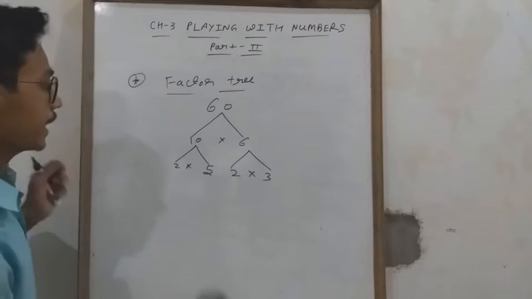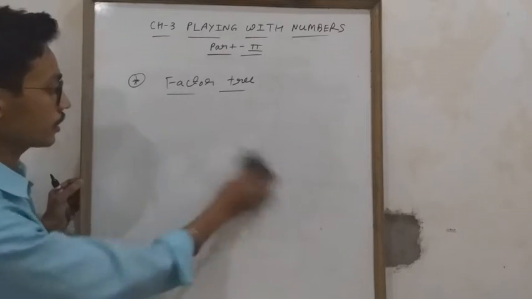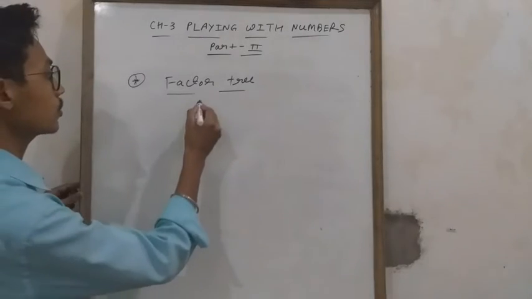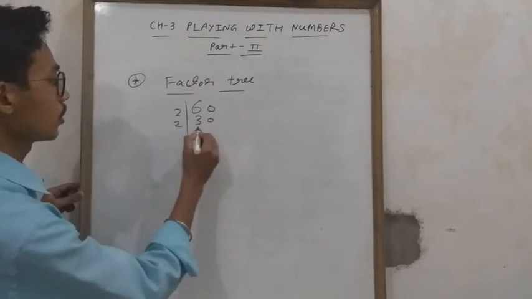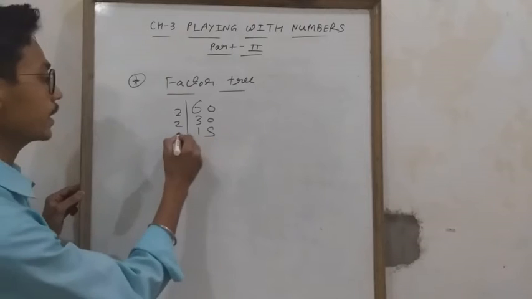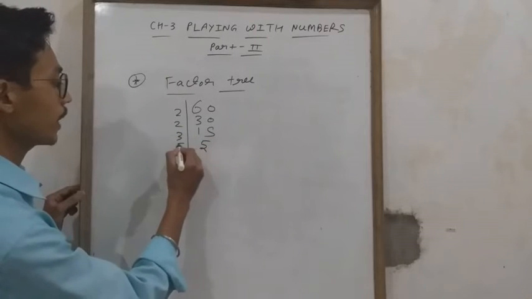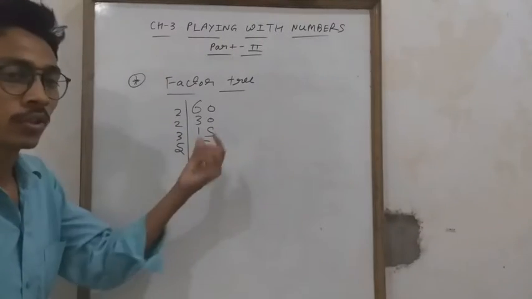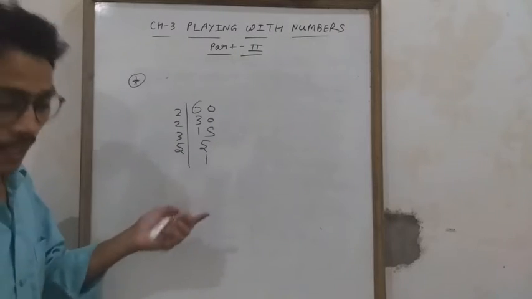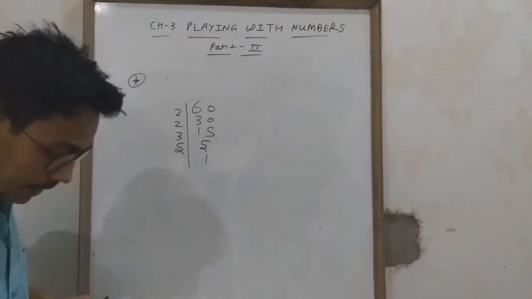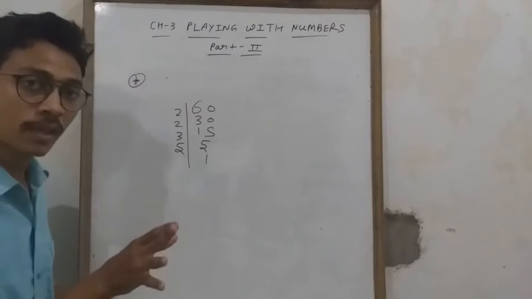The other method is the division method. Division method, like 60 you have to find out now. So 60 I can also find like this. 2 3s are 6, 0. 2 1s are 2, 2 5s are 10, 3 5s are 15, 5 1s are 5. Clear, everyone? So this is prime factorization. This is another method, the division method. Clear, everyone? So you can apply any method.